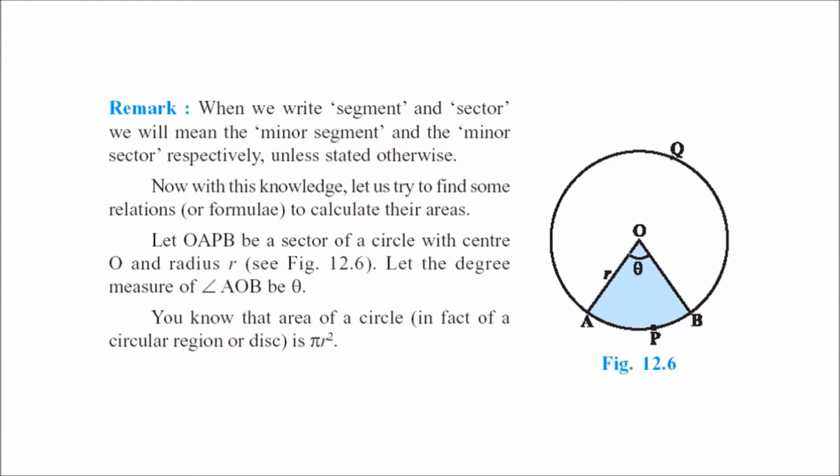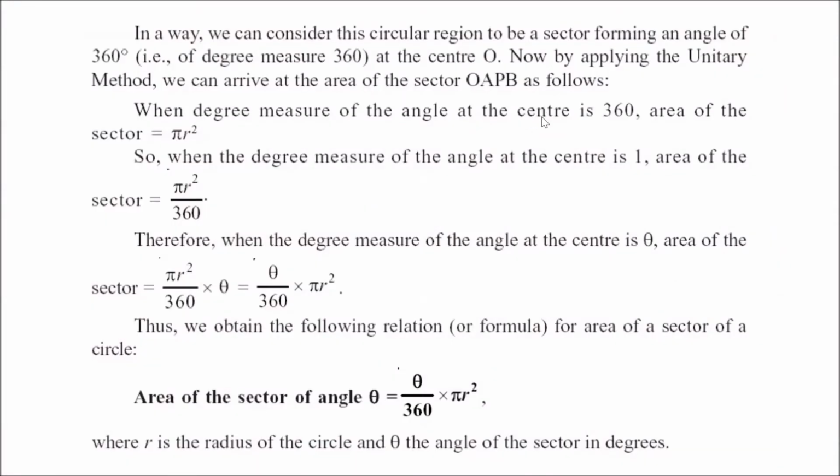So let us name this R, the radius. Let us take this angle as theta, and let us take this AB as the minor segment. We know that the area of the circle is pi r square, and the length of this boundary, the circumference or perimeter, is 2 pi r. So what is the area of this shaded region, or the length of this part? How to find out? It's quite easy. We will use the unitary method like this.